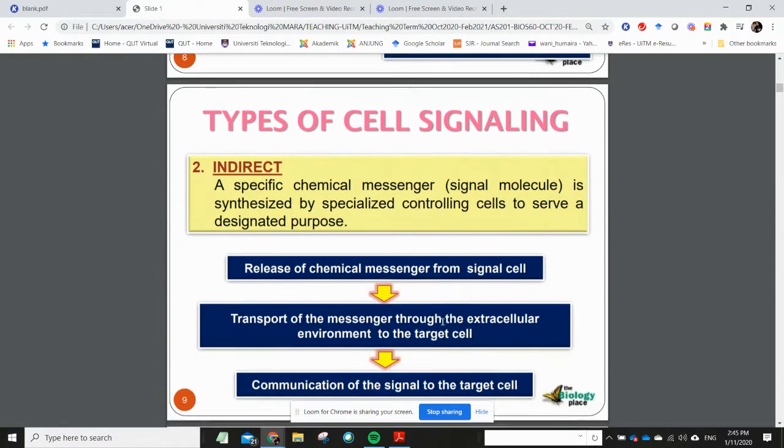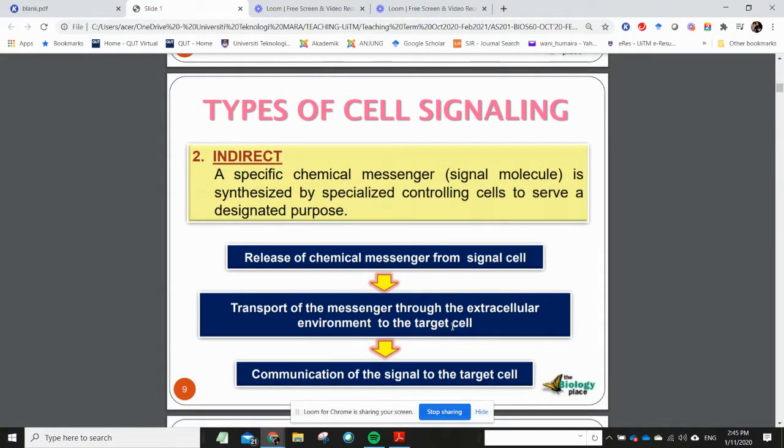Okay, indirect cell signaling. So indirect will involve a specific chemical messenger or signal molecules to serve the designated purpose. Okay, so this chemical messenger will be synthesized by the cells. This is the process. So what happened?